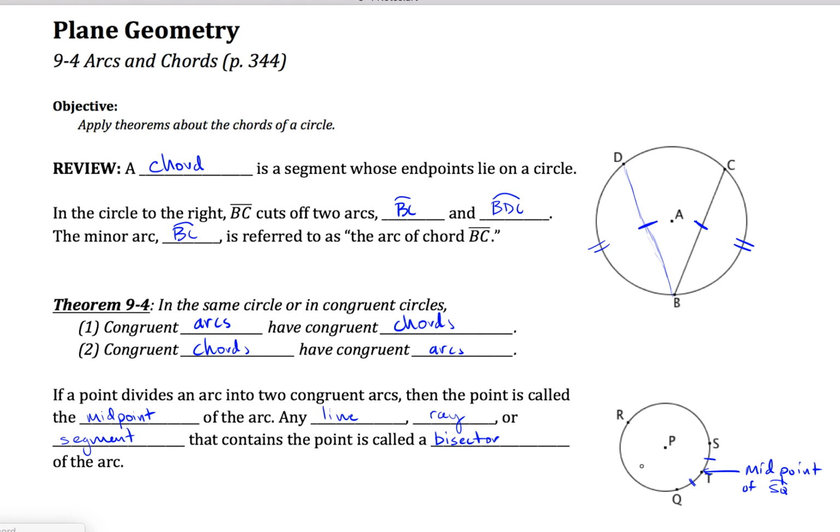We've used the terms midpoint and bisector before, just not in terms of arcs. To illustrate that last part, if I drew the radius from P out to T, in other words, if I connected P to T like this, since T is the midpoint, this segment contains the midpoint of arc SQ. That would mean that segment PT is a bisector of arc SQ. And that's all this little paragraph is saying.